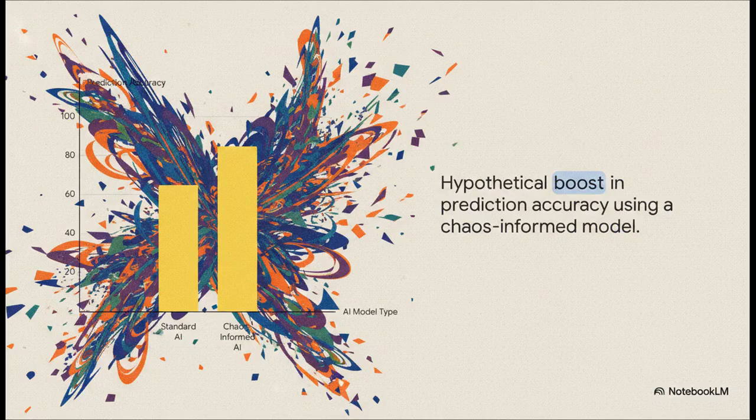And the results of this shift? Well, they can be absolutely huge. I mean, just look at this potential boost in prediction accuracy. By understanding and actually working with the chaotic nature of a system instead of fighting it, these new AI models can make a massive leap in how well they perform. We're not talking about a small improvement here. This is a real game changer.